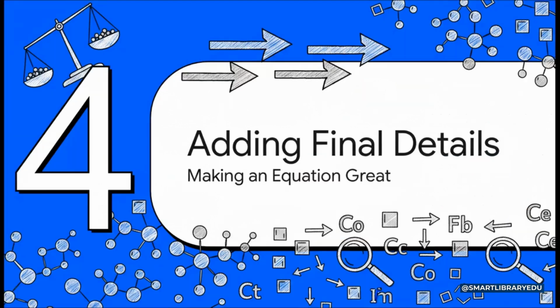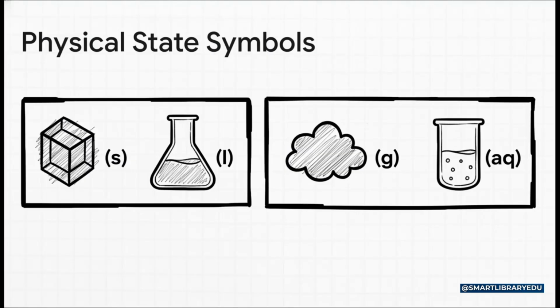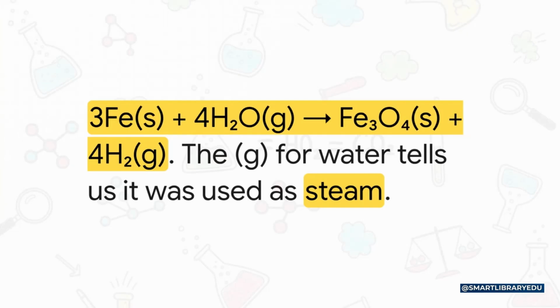We did it. So we've done all the heavy lifting of balancing. Now let's add the finishing touches. A balanced equation is good, but a fully informative balanced equation, that's even better. We can add a lot more information by just including the physical state of each substance. It's really simple. We use S for a solid, L for a liquid, G for a gas, and AQ for aqueous, which is just a fancy way of saying it's dissolved in water.